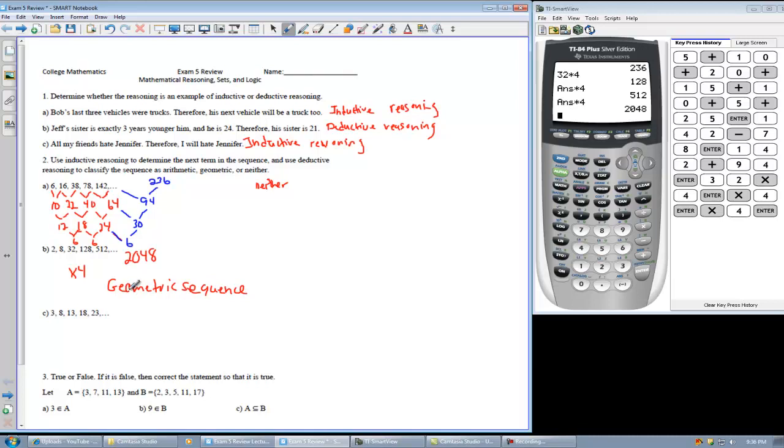Okay. And then finally, this is probably an arithmetic sequence, but let's test it. If I add 5, I get to 8. If I add 5, I get to 13. If I add 5, 18. Add 5, 23. And if I add 5 more, I get to 28. So I'm adding 5 each time. And so this is an arithmetic sequence.